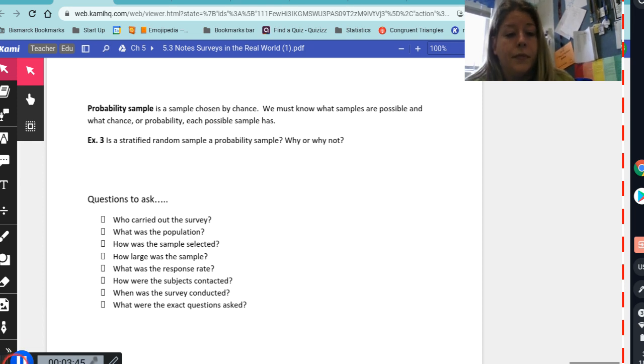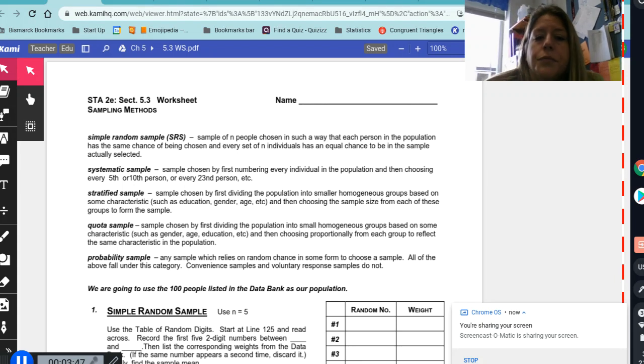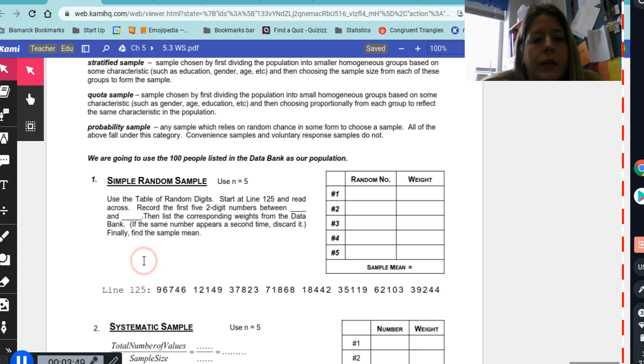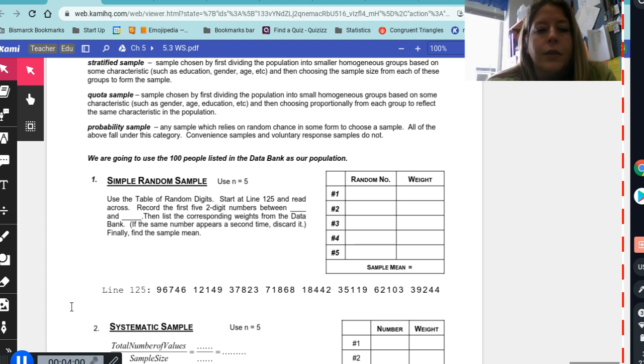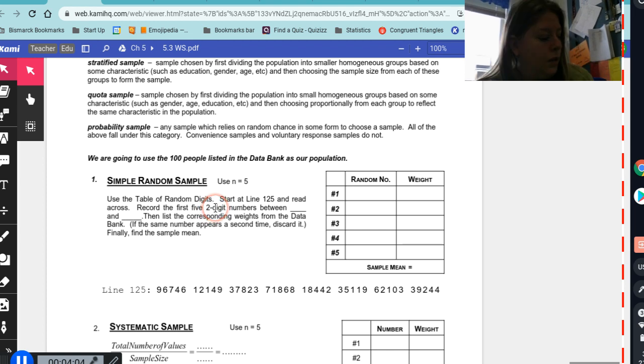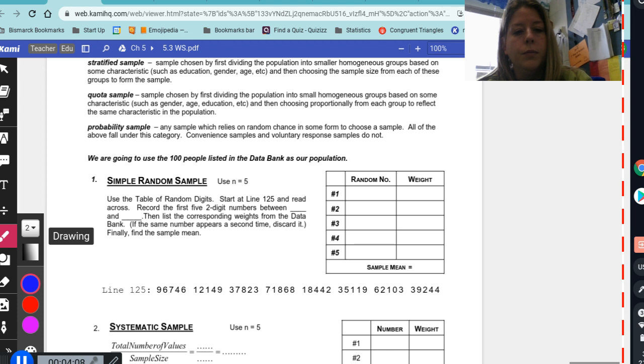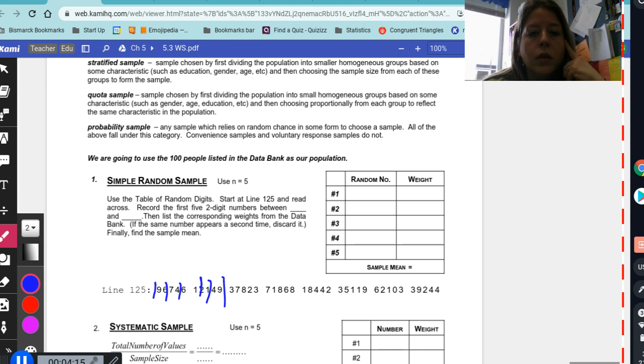Okay. It looks like this. The first one here is just a normal SRS, where you're going to randomly choose 5 people, and you're going to use the random digit table that they included. That way we'll all be picking the same 5 random people. So remember, we're choosing 2-digit numbers. So we're going to divide the random digit table into groups of 2. And we're going to pick the first numbers.